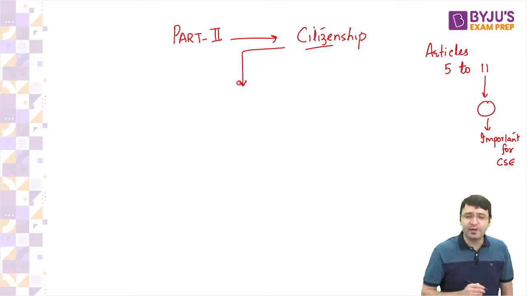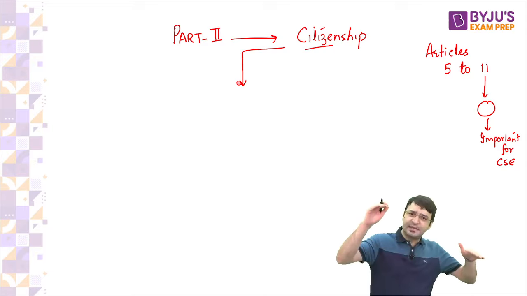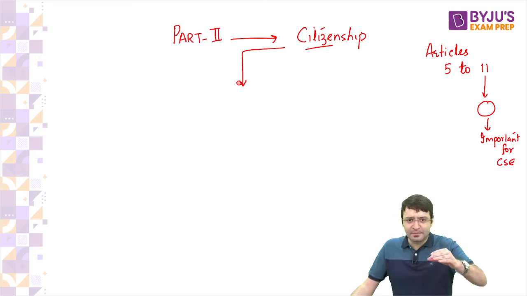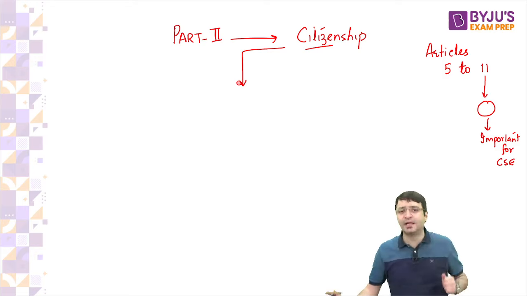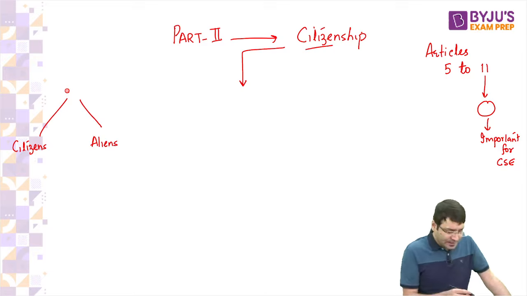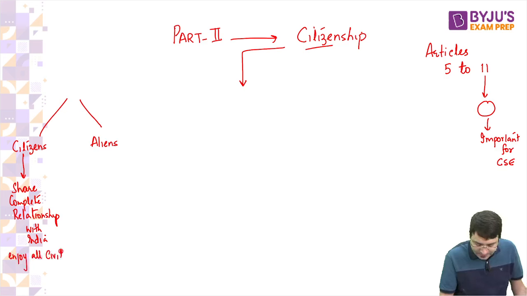But first up, what do we mean by citizenship? Citizenship is like a romance between individuals and their state. You owe your allegiance to that state. For example, in India, the entire population of India, all those who are residing in India, can be divided into citizens and aliens. Who are the citizens? These citizens share a complete relationship with India and enjoy all civil and political rights.